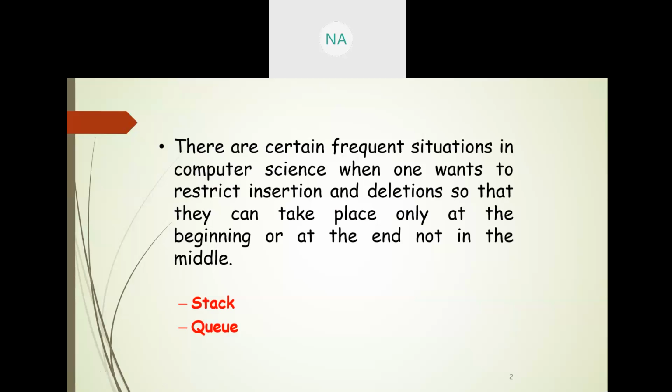There are certain frequent situations in computer science when one wants to restrict insertion and deletions so that they can take place only at the beginning or at the end. Insertion and deletion cannot be performed in the middle in those situations, right? So in those situations, the two data structures, stack and queue, are suitable. In both stack and queue, insertion and deletions can be performed only either at the beginning or at the end, right? So we will discuss these two data structures. First, we will discuss stack, and after that, we will discuss queue.